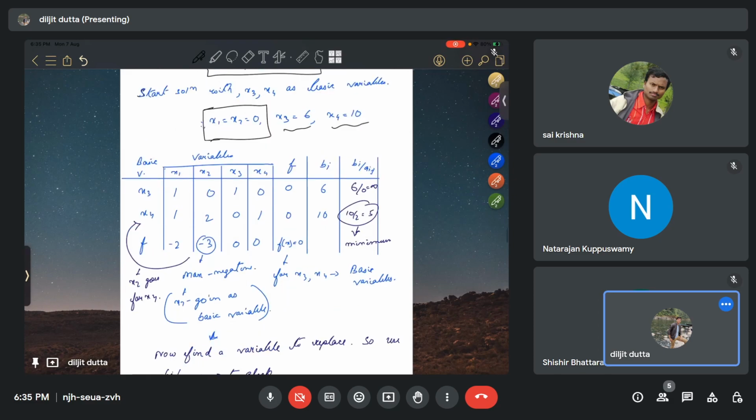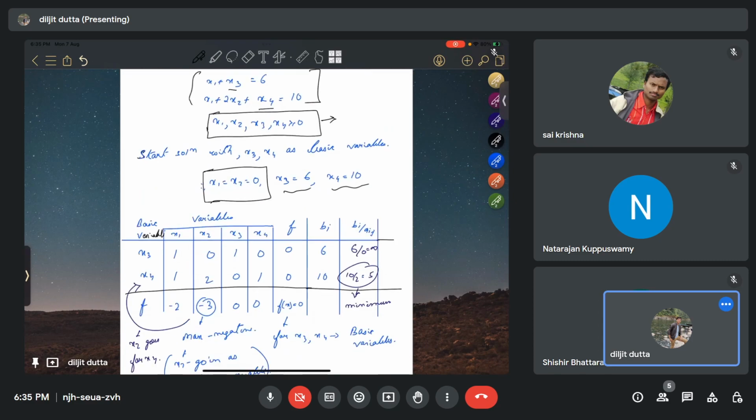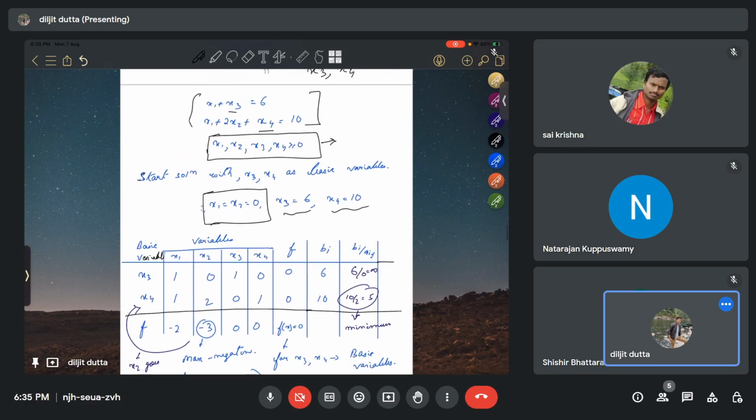So how do we do that? We will write it in a table form. This is called a simplex table. The first column corresponds to the basic variable. I already told you that the initial basic variables are x3 and x4. The next four columns are x1, x2, x3, x4. We write the coefficients of these variables for the two constraint equations. For the first constraint equation, x1 plus x3 equal to 6, we have coefficients only for x1 and x3. There is no coefficient for x2 and x4.